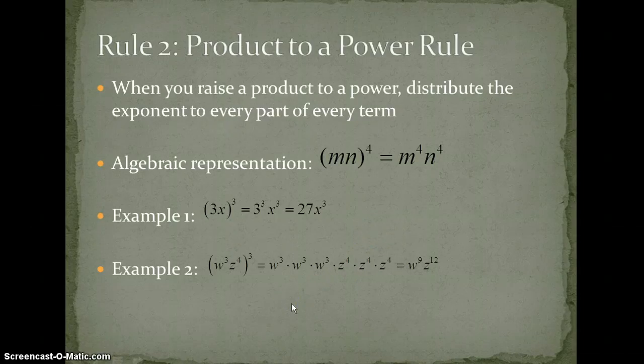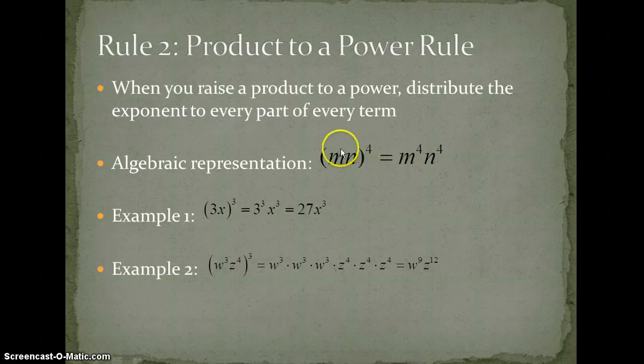The second rule we're going to talk about today is the product to a power rule. That rule says when you raise a product to a power, distribute the exponents to every part of every term. Here it is algebraically. The first product is m times n. All of that is raised to the fourth power.